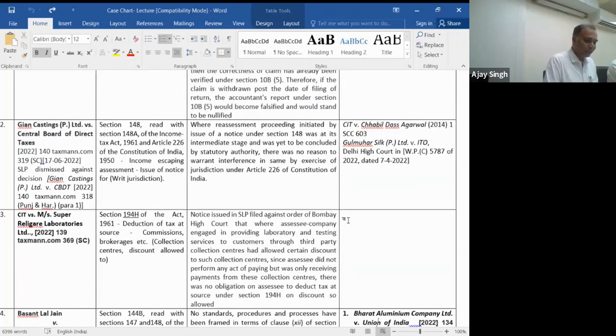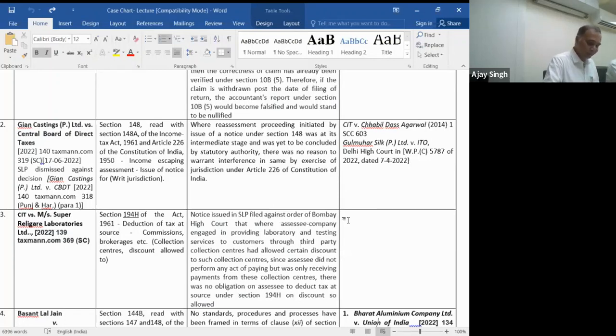Section 80, which is the submission of return of losses: notwithstanding anything contained in this chapter, no loss which has not been determined in pursuance of a return filed in accordance with the provisions of section 139 shall be carried forward and set off under subsection 1 of 72 or subsection 2 of 73, etc. So this section also you need to keep in mind.